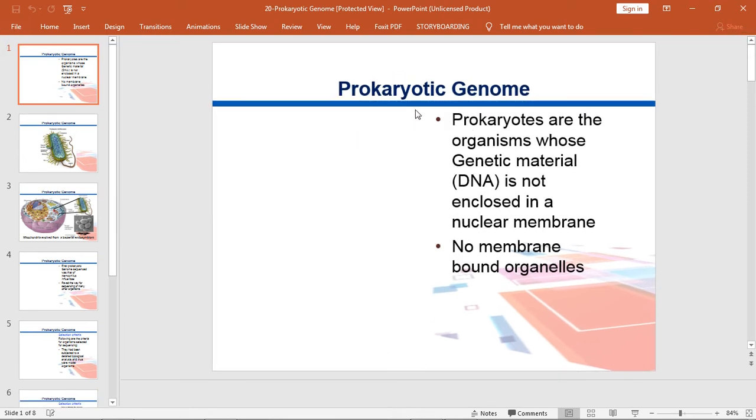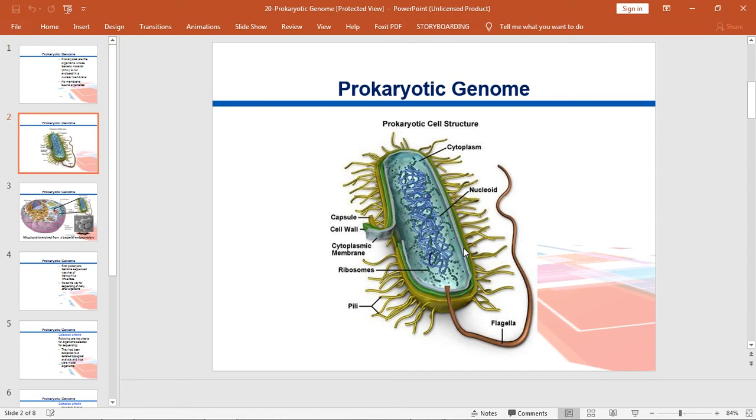Prokaryotes are the prokaryotic genome. Prokaryotes are the organisms whose genetic material or DNA is not enclosed in a nuclear membrane, with no membrane bound organelles. इसका ये मतलब है.